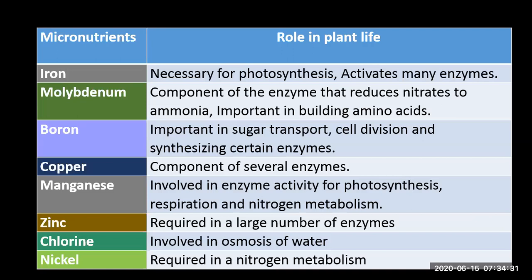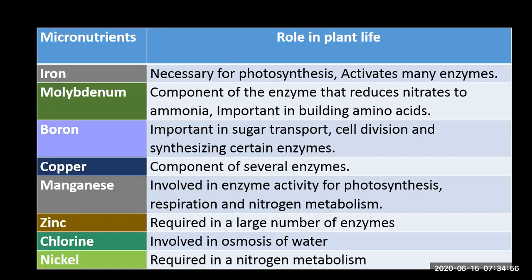So plants also require chlorine, which is involved in osmosis of water. Chlorine is an ion of sodium chloride, or in general, chlorine is an ion which is present. It will be considered as salt. As a result, the more the salt is, the more that cell will attract water towards it.